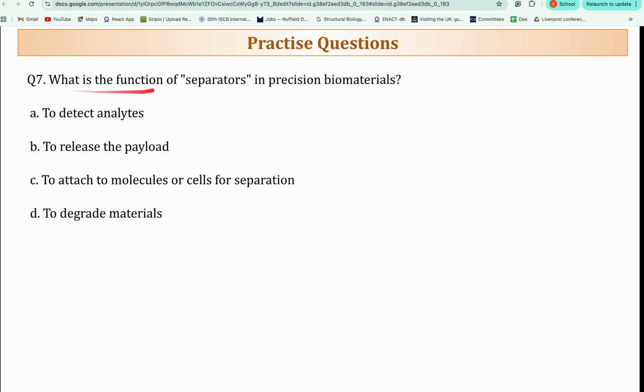Okay, so the next question is, what is the function of separators in precision biomaterials? Option A, to detect analytes. Option B, to release the payload. Option C, to attach to the molecules or cells for separation. And option D is to degrade the materials.